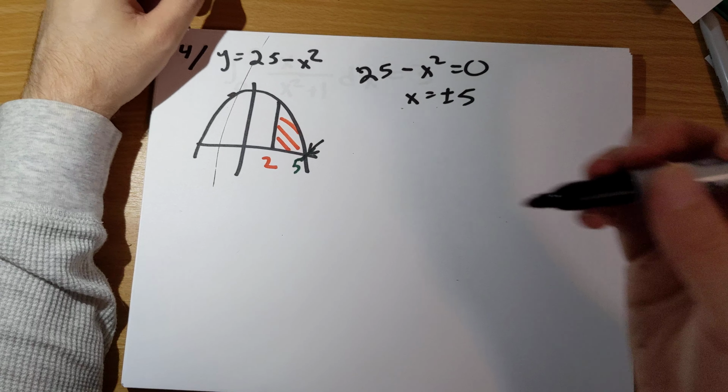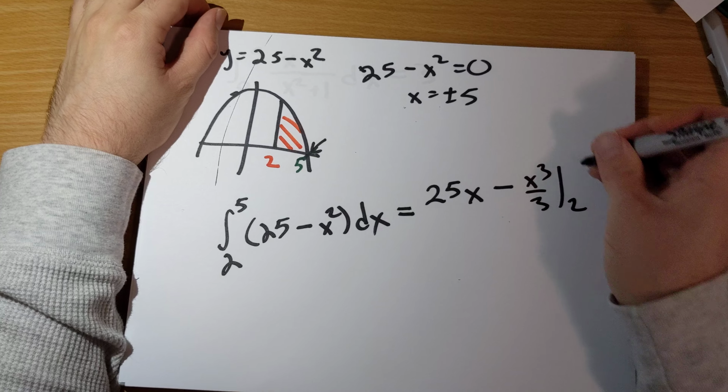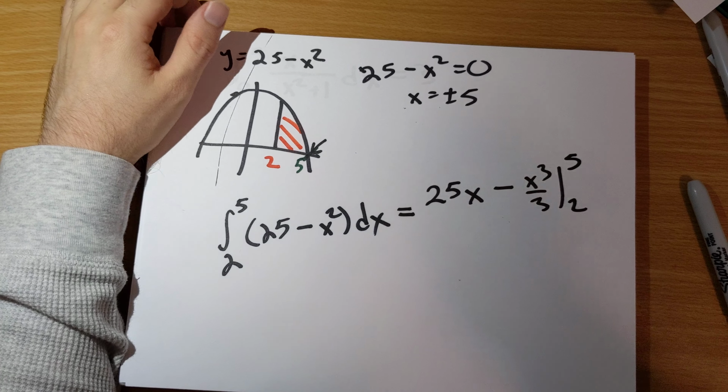So what's going on here? This is asking us for the integral from 2 to 5 of 25 minus x squared dx, because we're finding the area under this curve here. This is what we're being asked for. Okay, what is our answer? 25x minus x cubed over 3. Plug in x from 2 to 5.